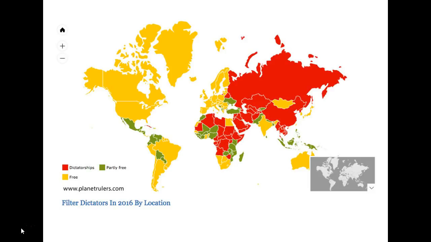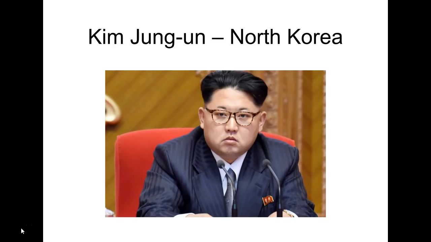So in the world today, there are lots of countries that don't have limited government. You can see the red here on the map are all the countries that have dictatorships, which means that they're not limited. They can do whatever they want to. The rights of the people do not matter. Yellow is where there's freedom and limited government, and then there are places in the world that are somewhere in between, and those are the green on here.